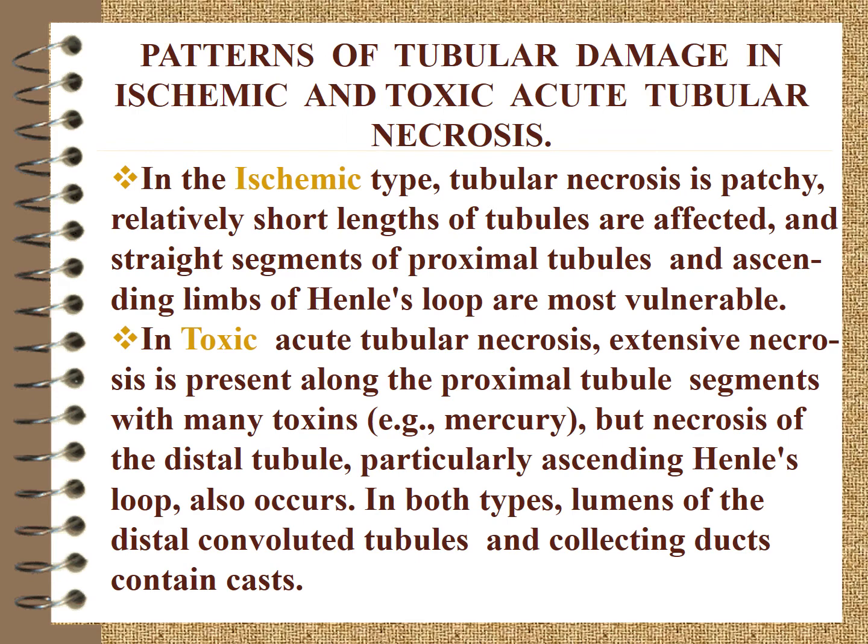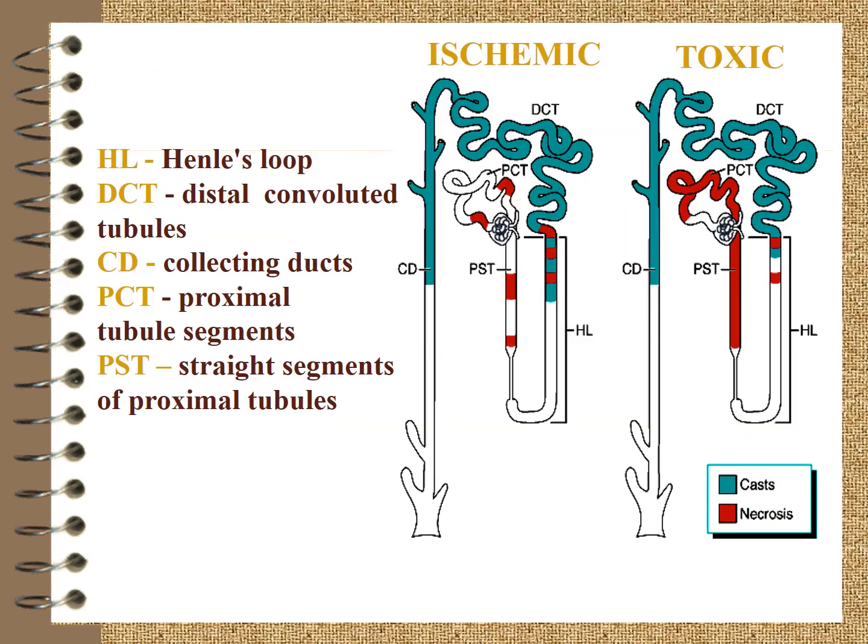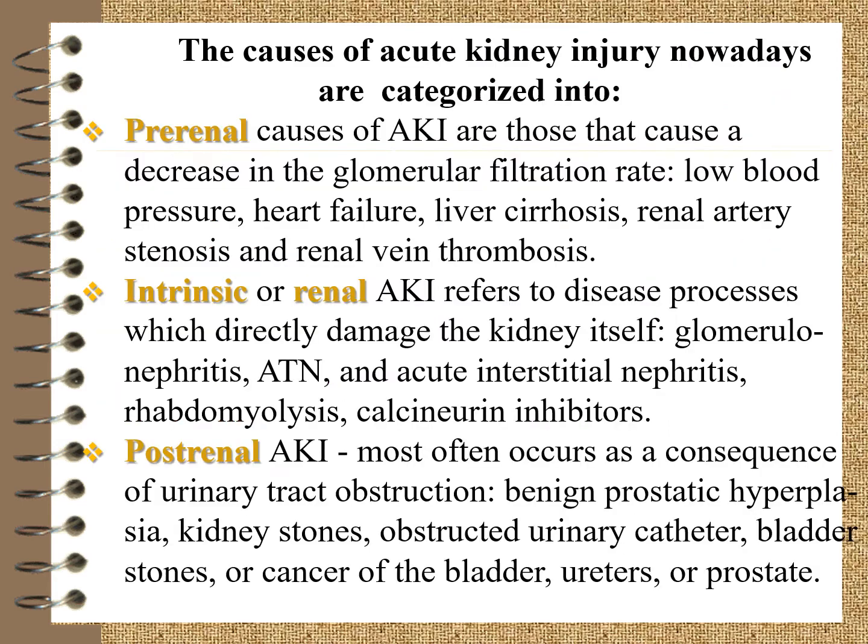In the ischemic type, tubular necrosis is patchy. A relatively short length of tubules is affected. Straight segments of proximal tubules and ascending limbs of Henle's loop are most vulnerable. In toxic acute tubular necrosis, extensive necrosis is present along the proximal tubule segment with some toxins, but necrosis of the distal tubule, particularly the ascending Henle's loop, also occurs. Here is an illustration of the ischemic and toxic types of acute tubular necrosis.